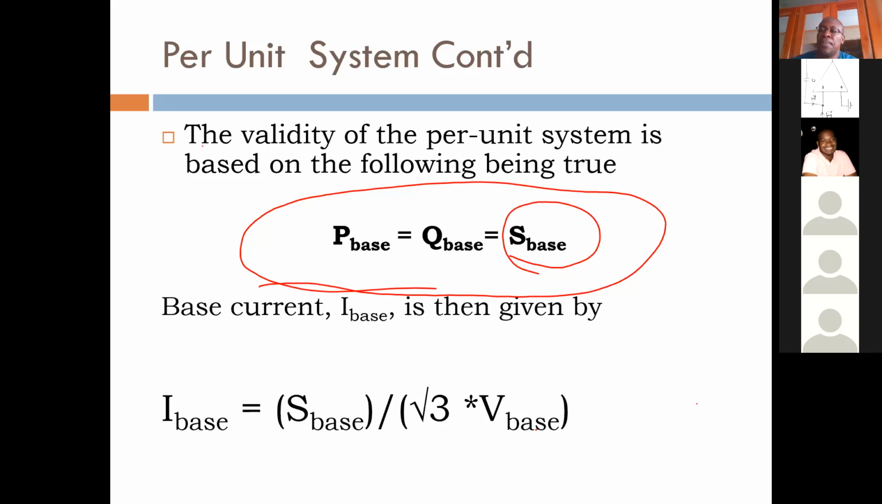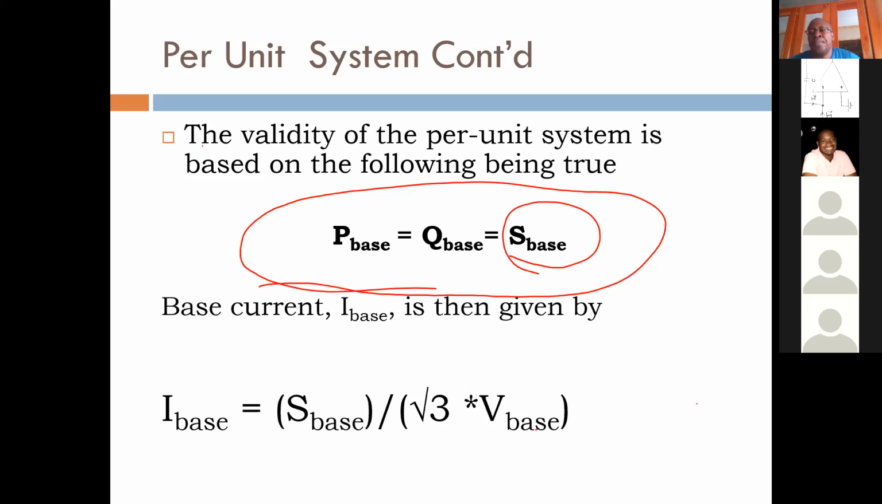I'm sorry. Yes, Mr. Fredo. Typically, that is for a single phase. I base equals S base divided by √3 times V base, and not necessarily for a three-phase system. You tell me, Mr. Fredo.